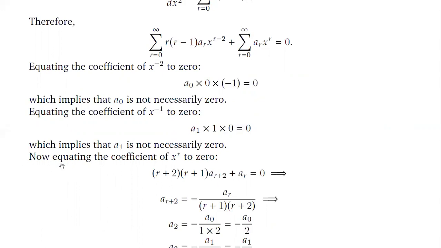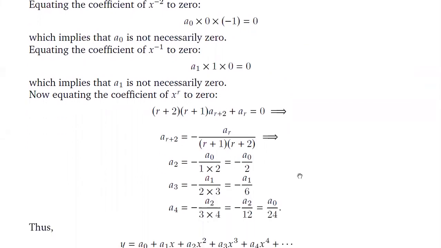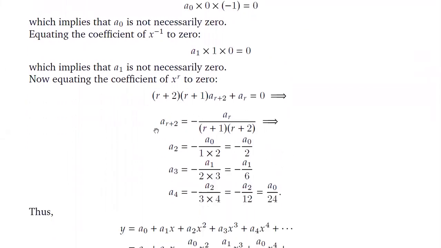So the coefficient of x power r for this expression is ar plus 2 into r plus 2 into r plus 1 from the first term, and from the second term it is ar, and we are equating this to 0. Now from this we can calculate the value of ar plus 2, and ar plus 2 is equal to minus ar by r plus 1 into r plus 2. So using this relation, we have to find the remaining terms. The remaining terms are a2, a3, a4, etc.